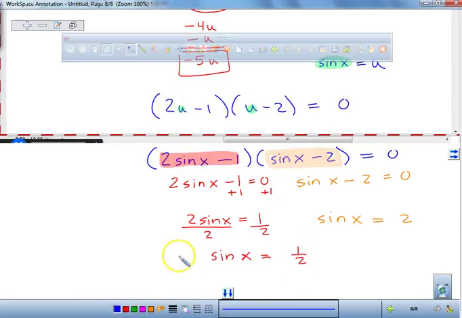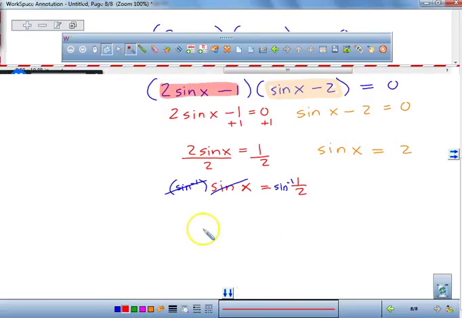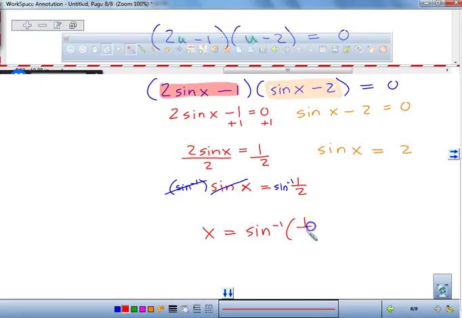I have to apply the inverse of sine on this side, and I have to apply the inverse of sine on the other side. I don't have enough room to put parentheses. What happens to those? They cancel out. And what are you left with? X equals the inverse of sine of 1/2. What will x equal over here? If you just skip a step, what is x going to have to equal? The inverse of sine of 2.